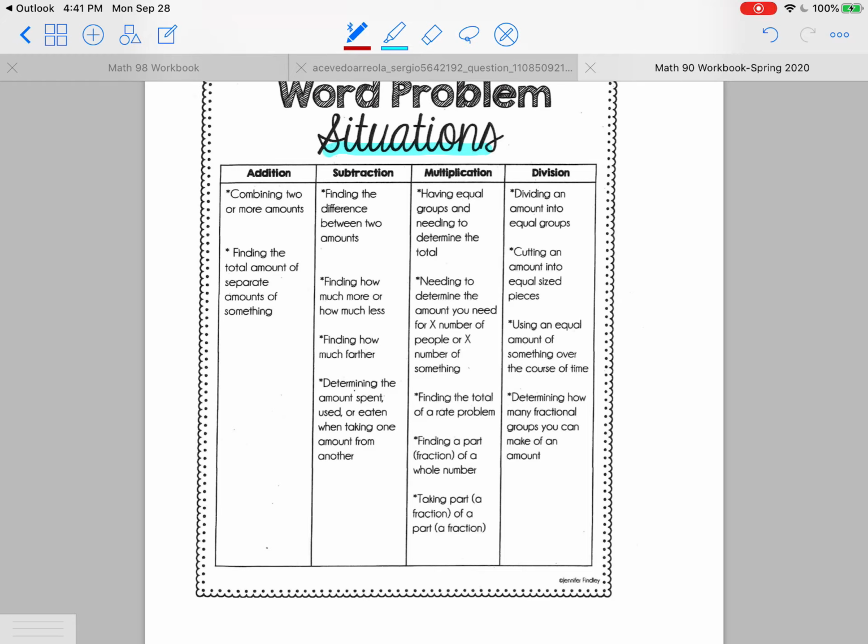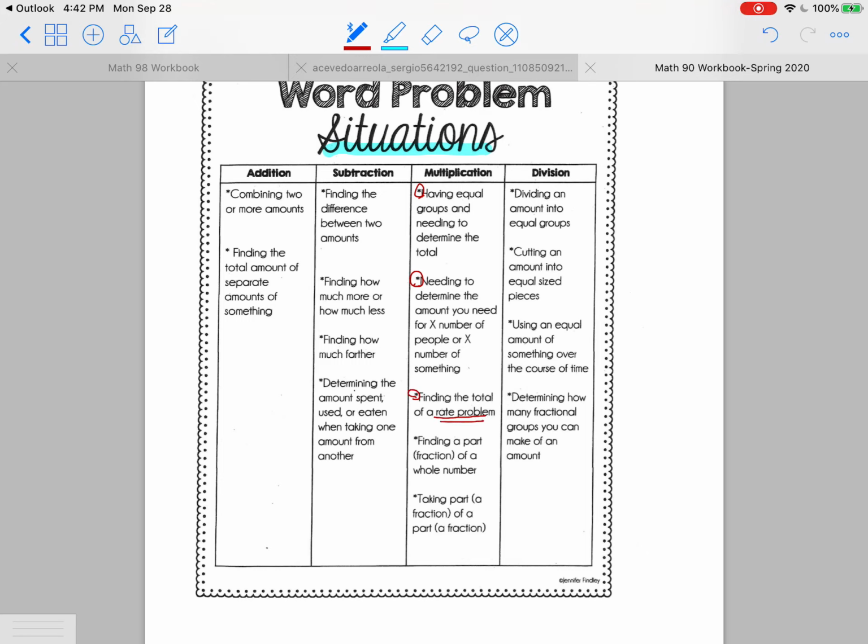I'm going to concentrate right now on this multiplication and division. If we're multiplying, here's several scenarios. Right here we have equal groups and needing to determine the total, right? So I have 10 kids in the class. They all have 4 brownies. I need to know how many total. That would be a situation where I would multiply. Needing to determine the amount that you need for X number of people or X number of things. Similar scenario as the first.